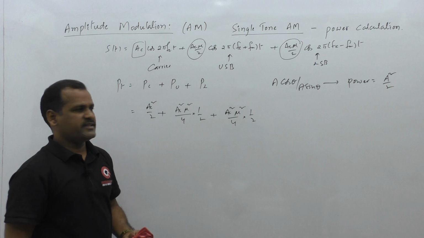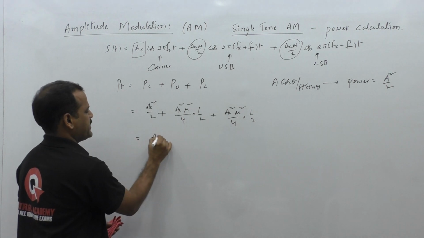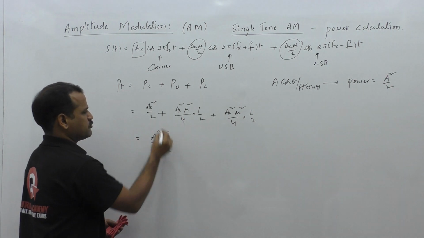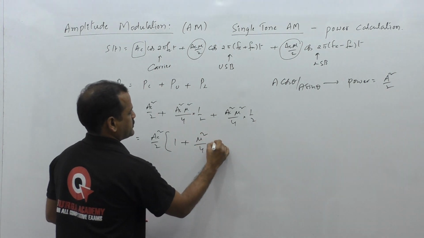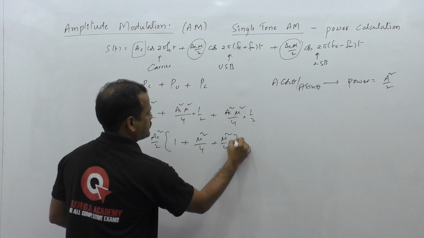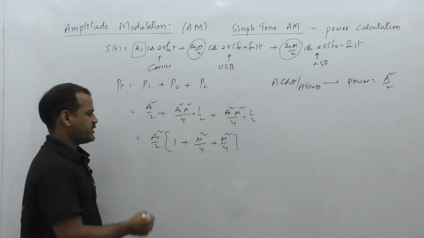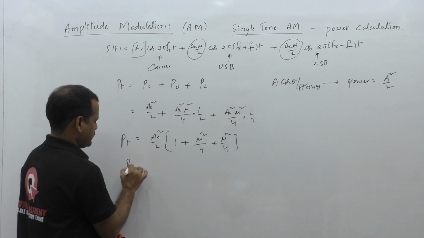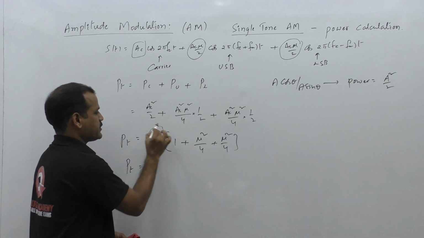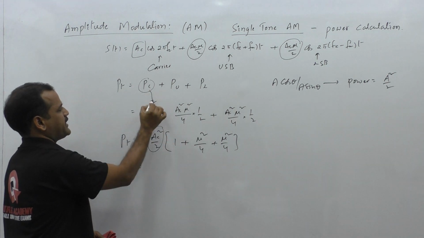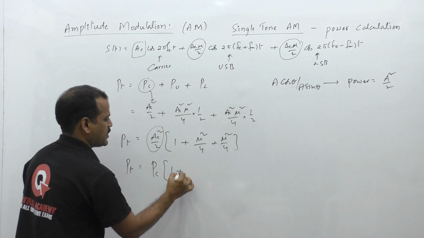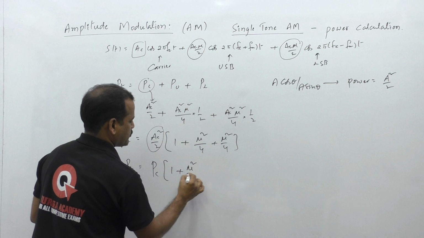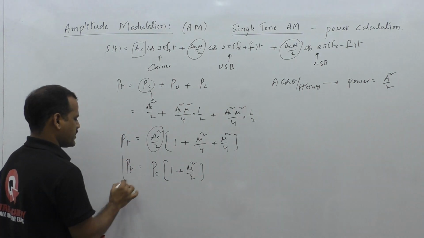Let us further simplify this expression by taking Ac square by 2 common, so that I am getting here 1 plus mu square by 4 and then here also mu square by 4. Further we can simplify this expression, where Ac square by 2 is nothing but the carrier power. I am writing it as carrier power Pc times 1 plus mu square by 2. This is a very important formula for us.